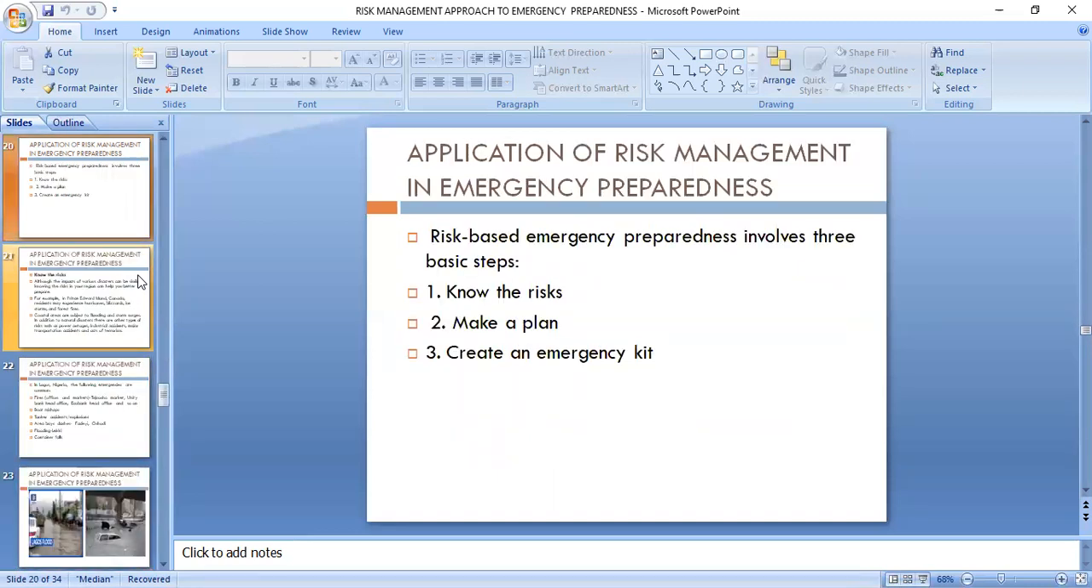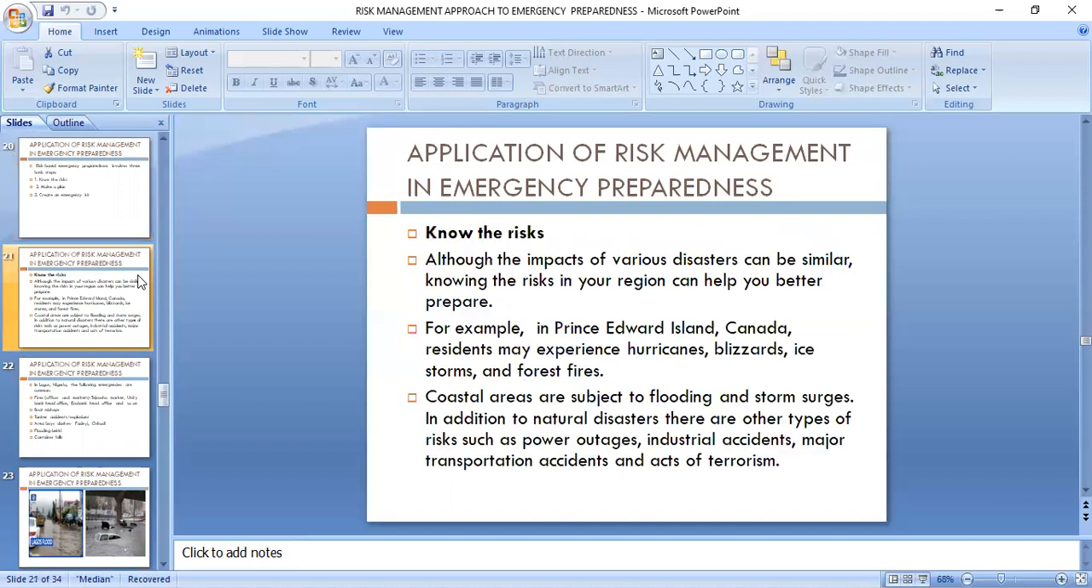So let's look at it also in this form. Risk-based emergency preparedness involves 3 basic steps. You need to know your risk, you need to make a plan, then you need to create an emergency kit. So knowing the risk is very, very important, like I said, in emergency preparedness, either you want to do for your organization, or for a community, or for a country, or for a local government, you need to know the disasters you are prone to.